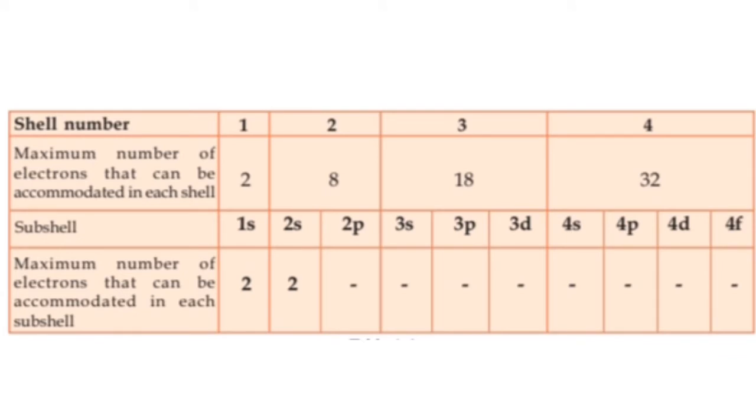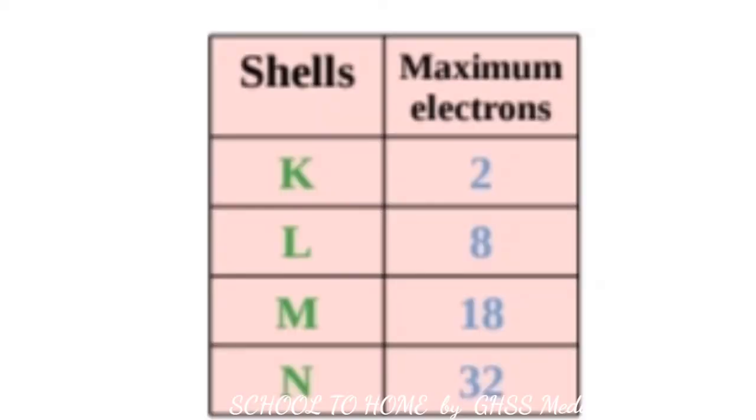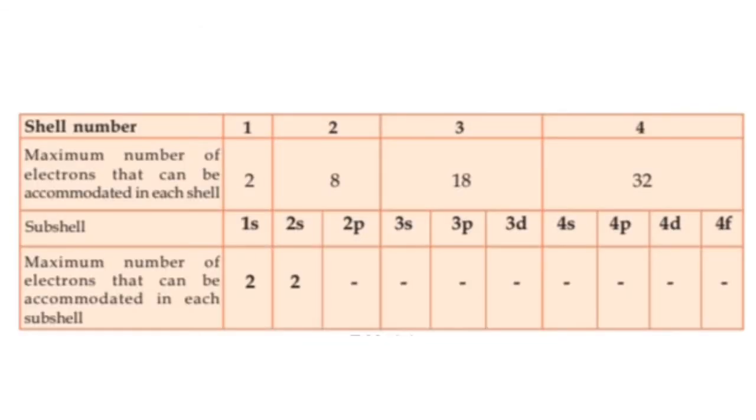Next we will discuss the maximum number of electrons each subshell can accommodate. For that, we already know the maximum number of electrons each shell can accommodate. That is, K shell can accommodate 2 electrons, L shell can accommodate 8 electrons, M can accommodate 18, likewise. Now we will discuss the maximum number of electrons that each subshell, that is S subshell, P subshell, D subshell and F subshell, can accommodate. For this, we have to recall the concept of orbital.